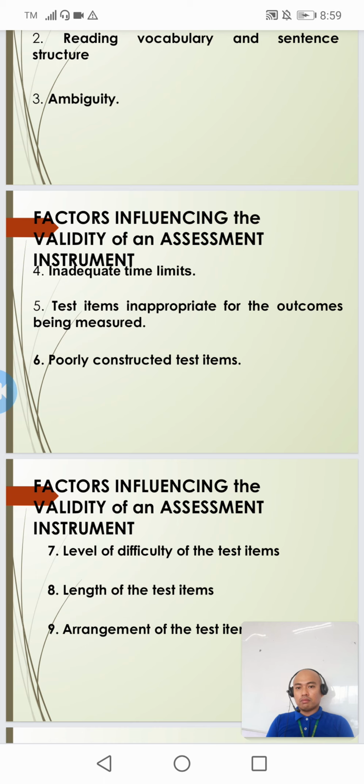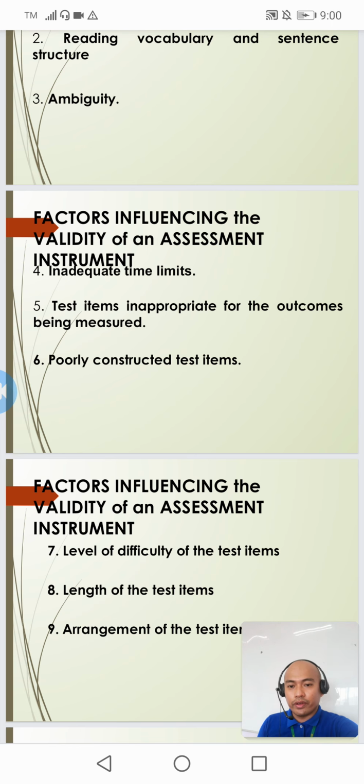Okay? Next, number 6, poorly constructed test items. Test items that unintentionally provide clues to the answer will tend to measure students' alertness in detecting clues, and the important aspect of students' performance that the test is intended to measure will be affected. This is according to Asaad 2004. Okay?